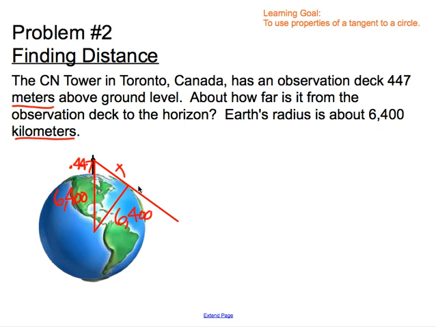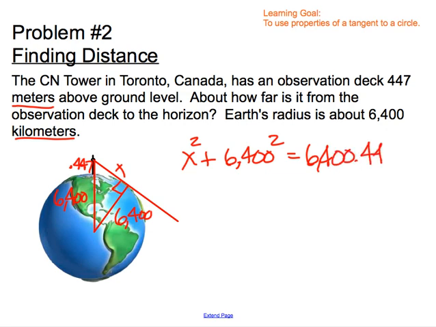And if you remember, based on the previous theorem, we know that this must be a right angle. And so here we're going to use the Pythagorean theorem. We're looking for one side squared plus the other side, or 6,400 squared. And that's going to have to equal the sum of the other two, or 6,400.447 squared.